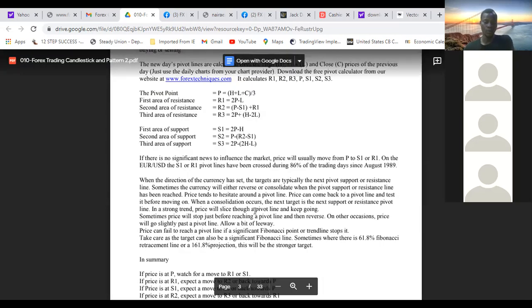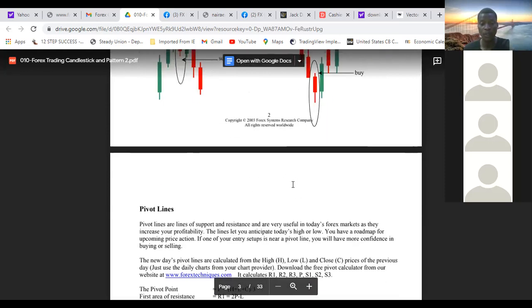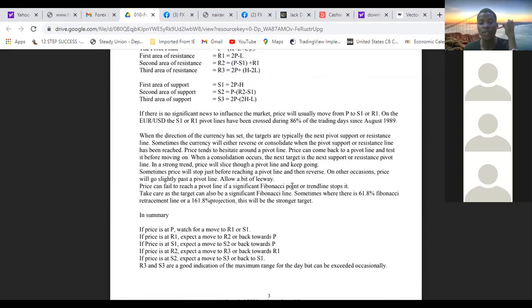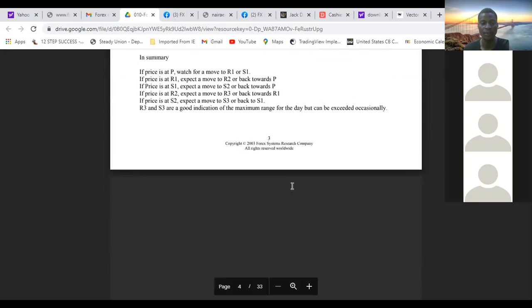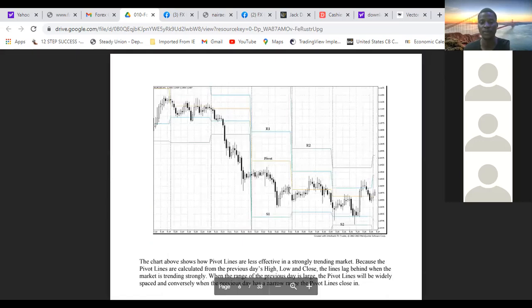So if you get your entry and you know your stop loss, then it will be easy for you to calculate your lot size and also the amount you are going to put in.